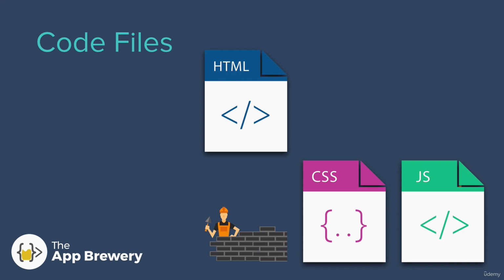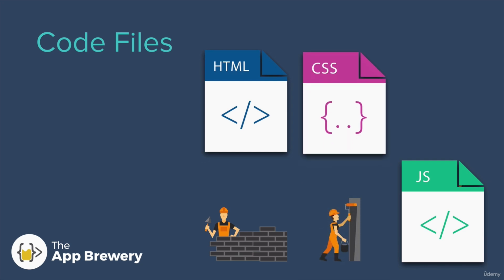Now, the second type of file are CSS files. And these files are responsible for styling your website. If you were building a house, then this would be the painters and decorators. They would be going around painting the walls or adding stylistic flourishes to your place and generally making the place look the way that you want it to.